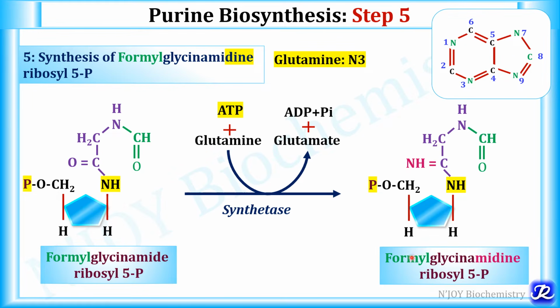The glycinamide becomes glycinamidine, and here the nitrogen is added in the purine ring structure. So step 5 is formation or synthesis of formyl glycinamidine ribosyl 5-phosphate, which is responsible for contribution of N which is present at the third position.